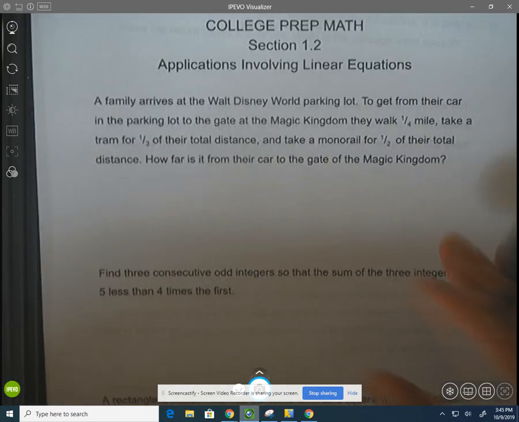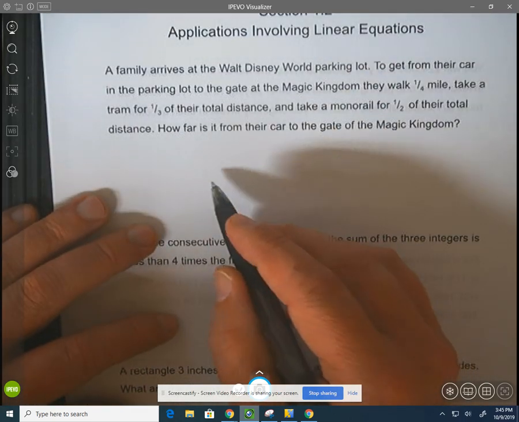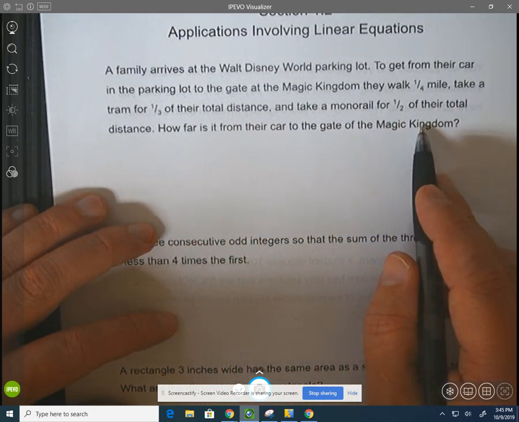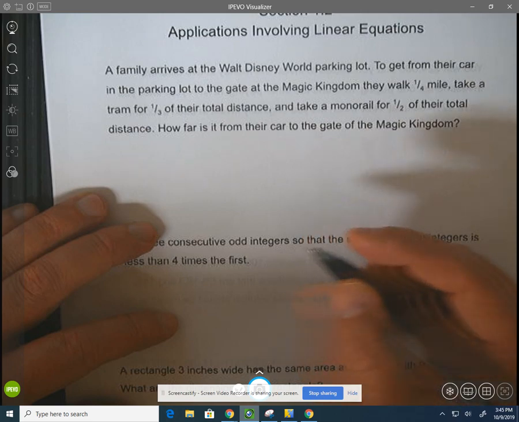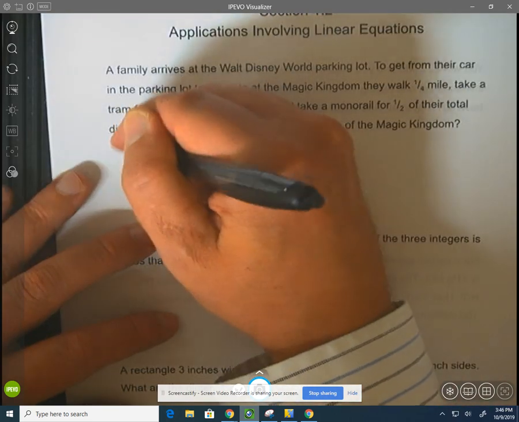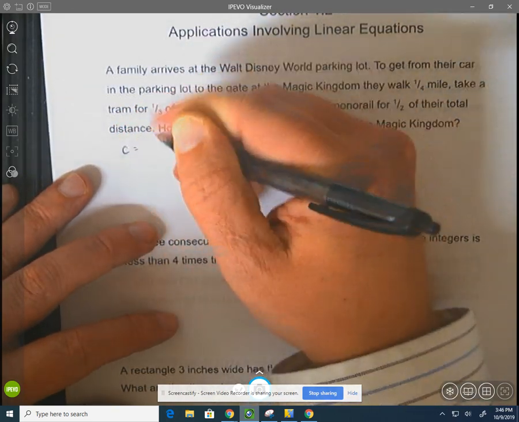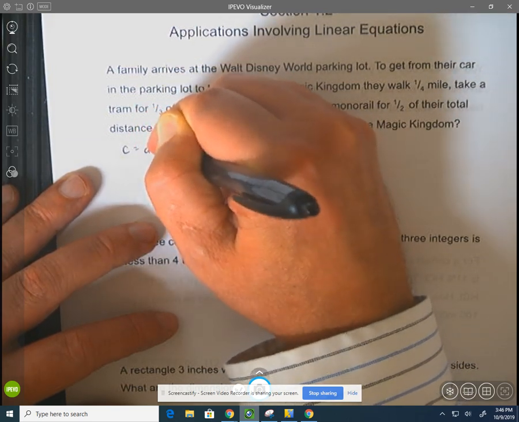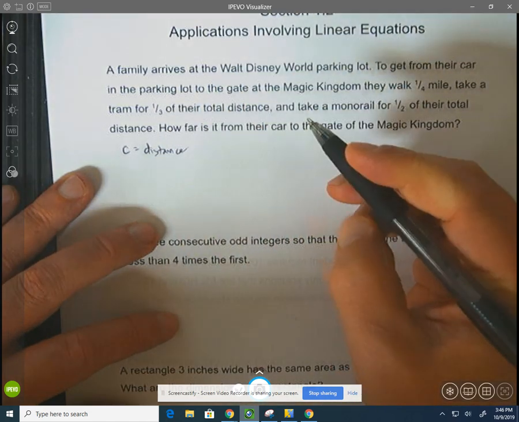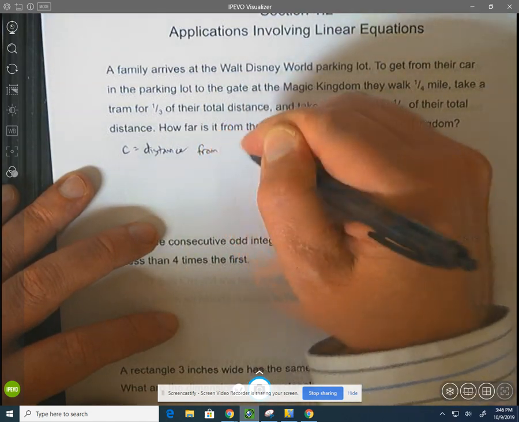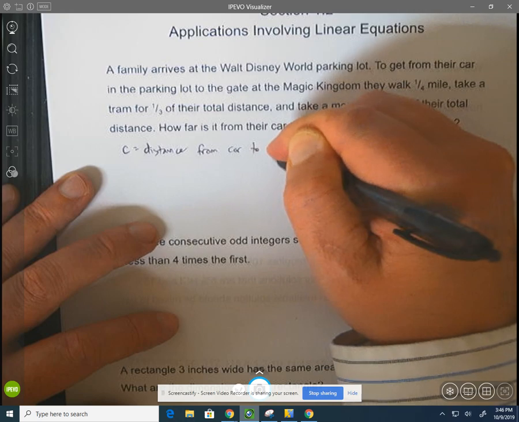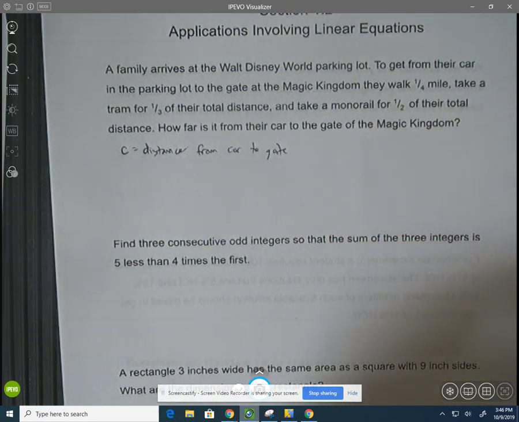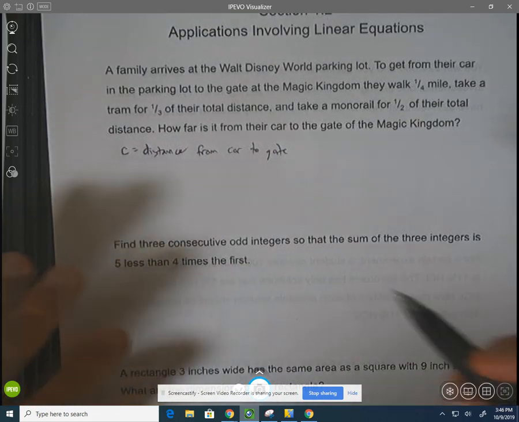Okay, what don't we know? First thing we got to figure out is what we don't know. And it's this right here. How far is their car? How far is it from their car to the gate of the Magic Kingdom? So I'm going to let that be C. So that is the distance from the car to the gate. So I think the first thing you need to do is identify what we don't know and give that a variable. So now let's start working our way through this.